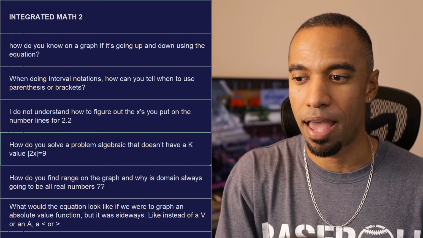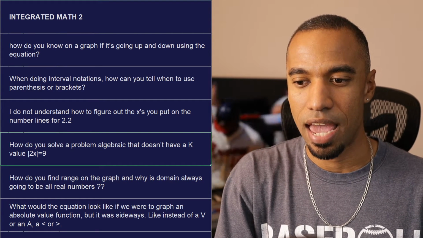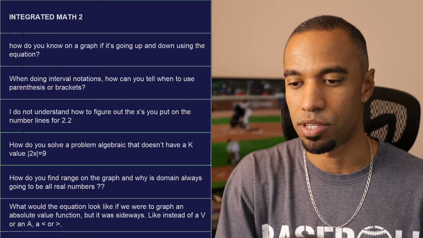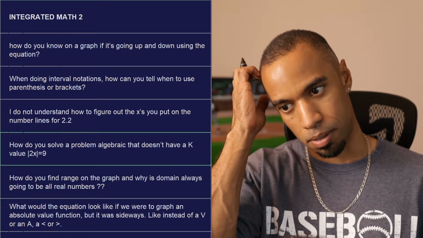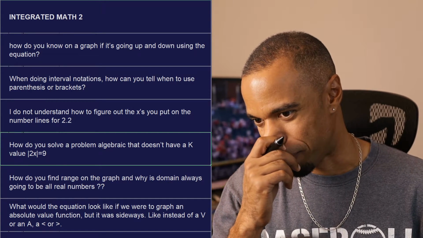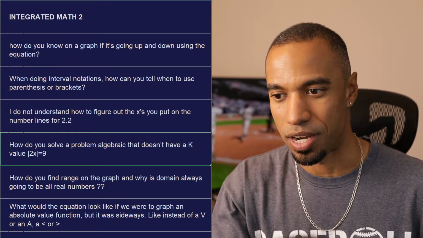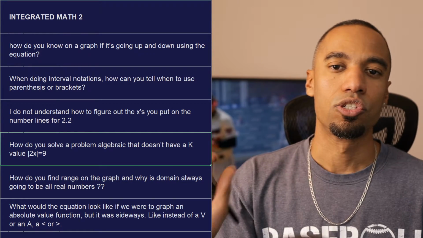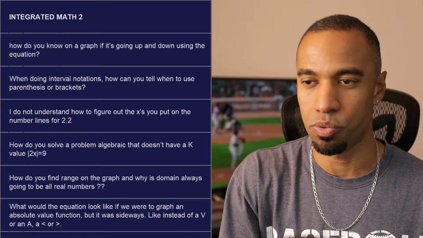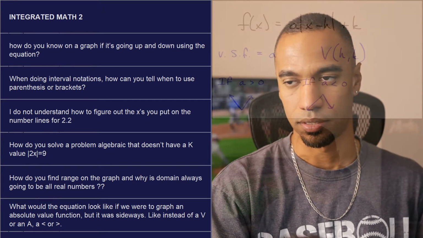How do you solve a problem, algebraic, that doesn't have a k value, absolute value of 2x equals 9? I don't like when they give examples, but I could probably use it. At least there was a question. How do you solve a problem? Okay, so what they're talking about here, let's go back to this here.